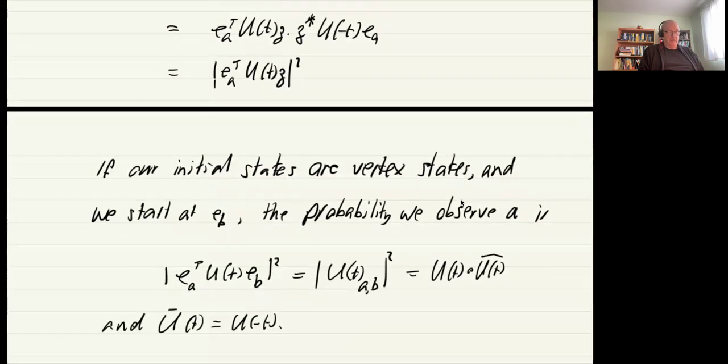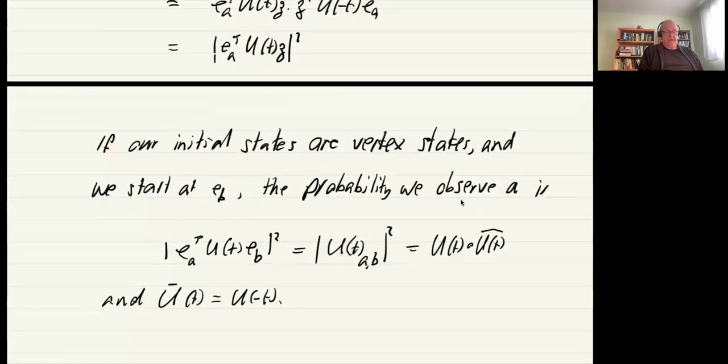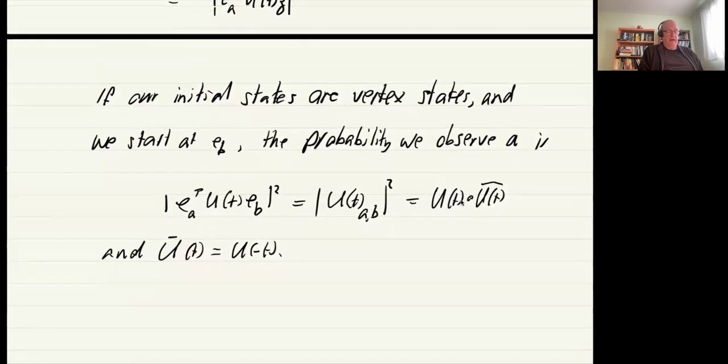So if our initial states are vertex states, which they will be for a long while, and we start at e_b, then the probability you observe a, according to the formula, just becomes the square of the absolute value of the ab entry of U(t).